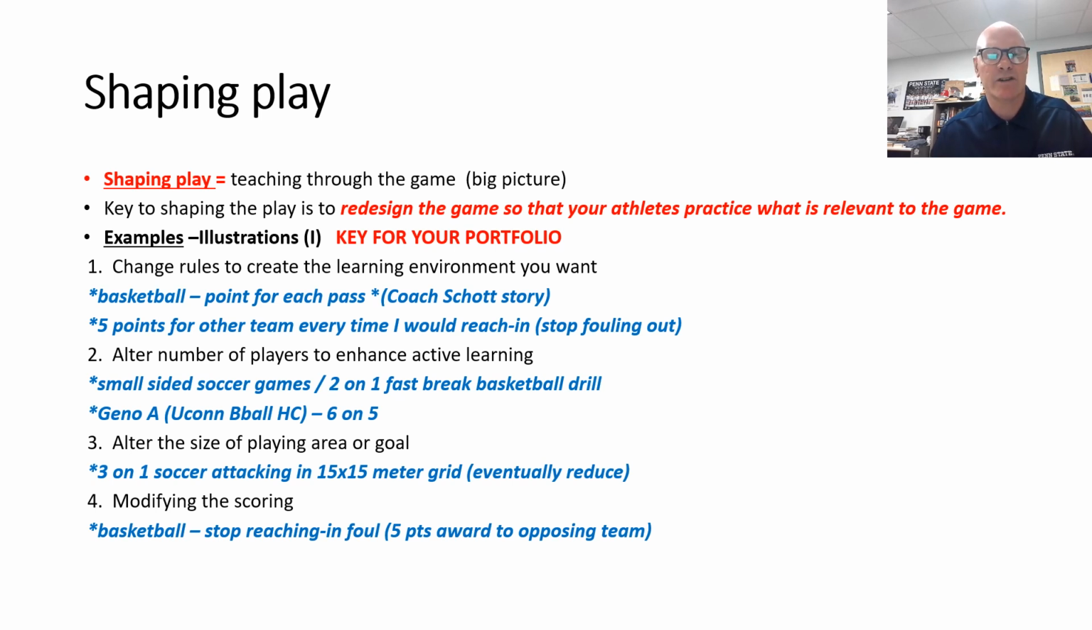As I mentioned before, soccer is great at this, doing small-sided games with different numbers. Another example in basketball is the 2-on-1 fast break drill. Geno from UConn likes to do 6-on-5. Number 3, alter the size of the playing area or the goal. 3-on-1 soccer attacking in a 15 by 15 meter box or grid, for example, just reducing the space so that you have to maximize the learning and the decision making. And 4th, modifying the scoring. Again, as I mentioned, that basketball example of stopping me from reaching in is 5 points were awarded to the other team whenever that happened.